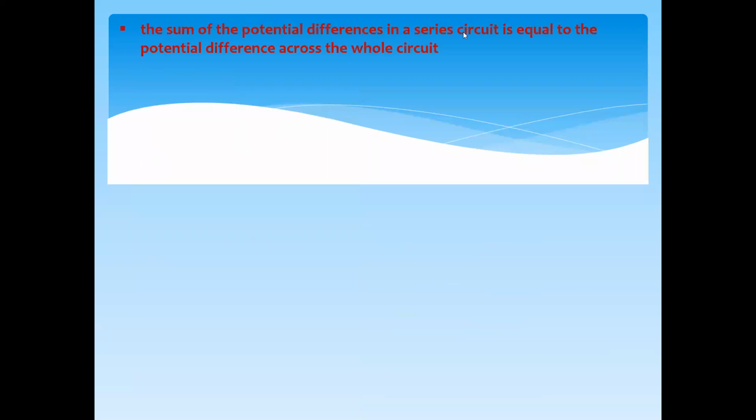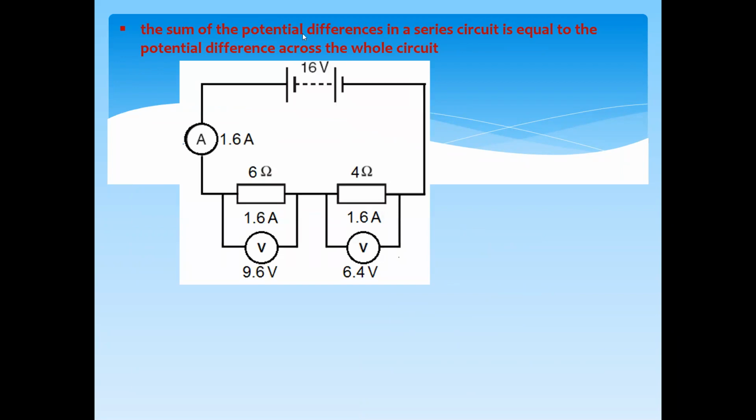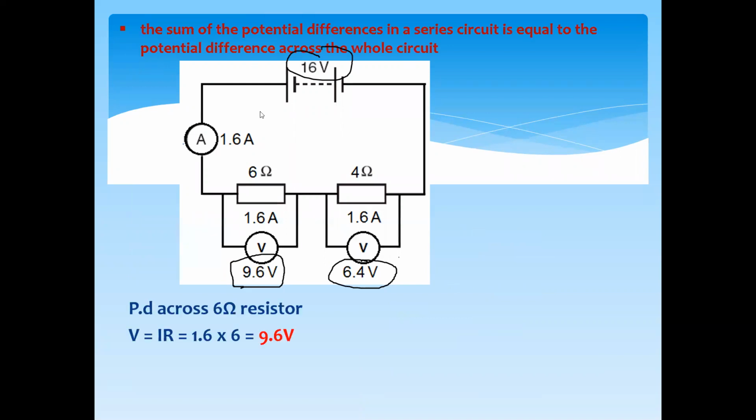The sum of potential differences in a series circuit is equal to the potential across the whole circuit. Like, if we have a 16 volt supply, if 9.6 volt drops across the first resistor, the remaining 6.4 will be across the second. And how can we find the voltage across each? We know the current, so current multiplied by resistance gives the voltage. So the total EMF is equal to the total potential difference for a series circuit.